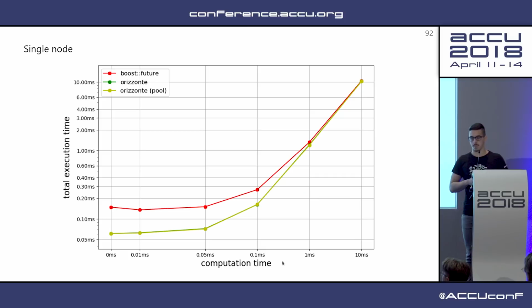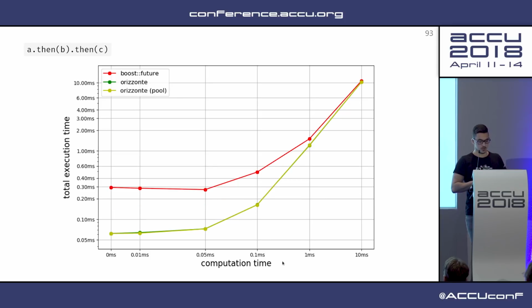Yes? What kind of scheduler do you use? I use a detached scheduler and a thread pool scheduler. With Boost, I always use the detached scheduler, though, because I couldn't find a way of passing an executor. So in this case, you see there are 2 lines, green and yellow, which are the detached scheduler and pool scheduler. And Boost Future always uses the default scheduler, which I looked at the implementation as just calling detach, so it's the same thing.